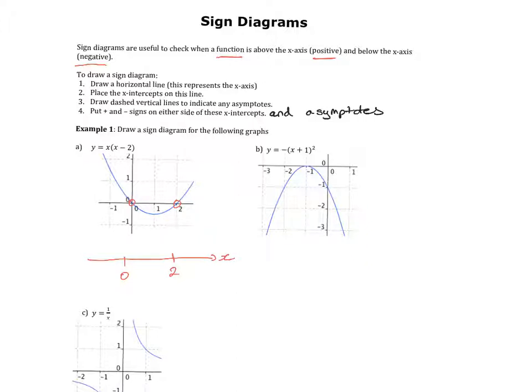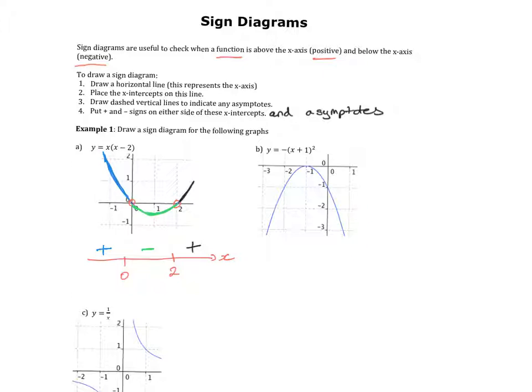And now on each side of these x-intercepts, I check what the sign is. So is it positive or negative? So we can see in this area here, when x is bigger than 2, we're in the positive region, so above the x-axis, so we put a plus here. Now down here, we're below the x-axis, so in other words, the y would be negative. So we put a minus there. And then over here, we're again above the x-axis, so we put a plus there. And that's it. That's all you have to do for a sign diagram.